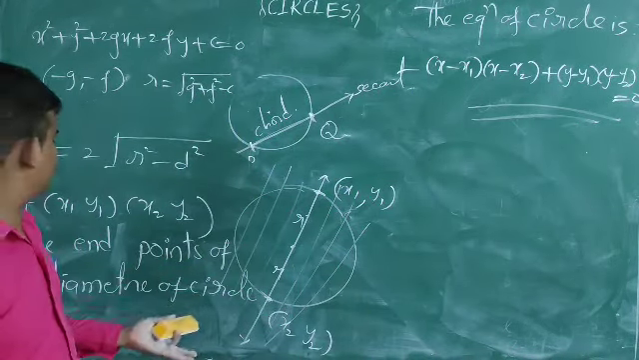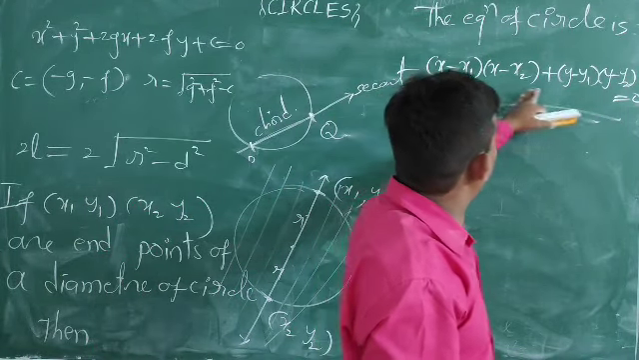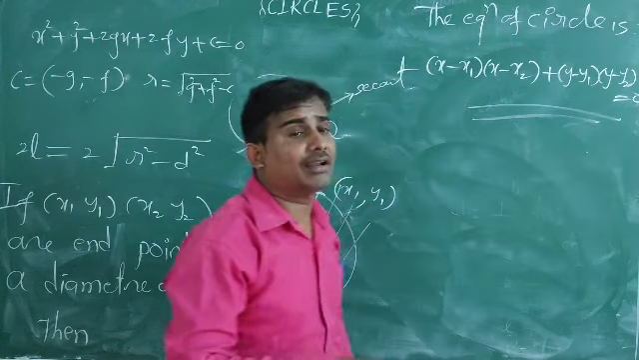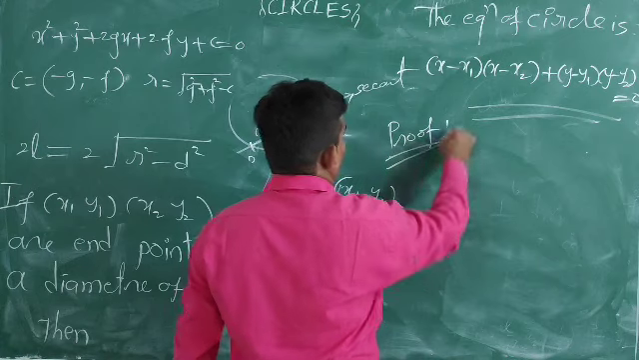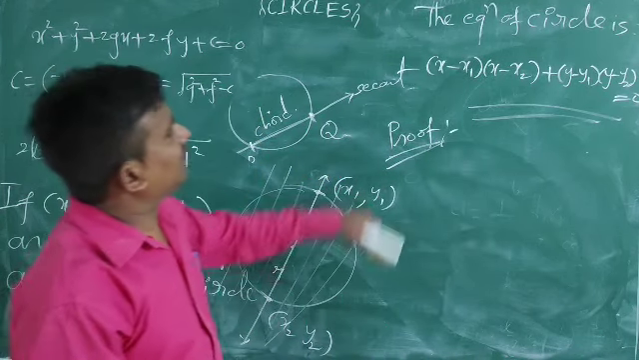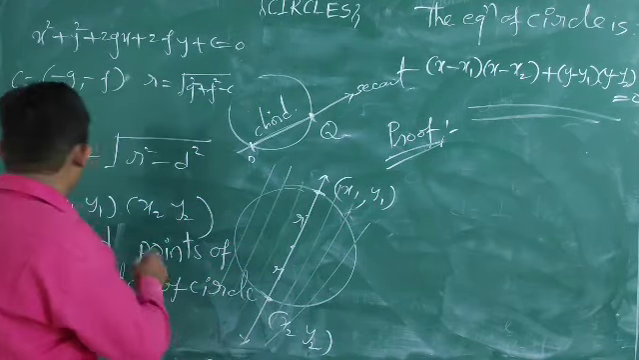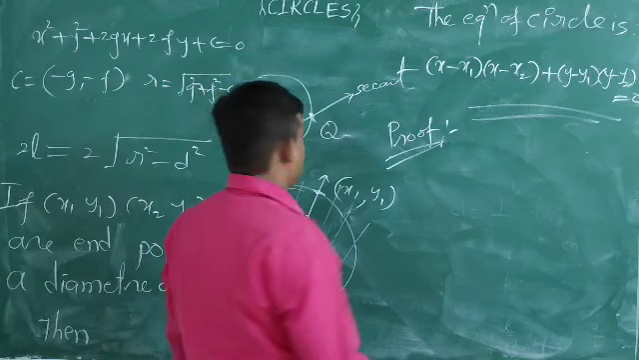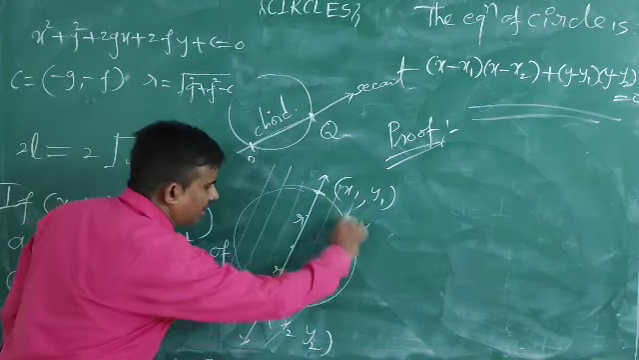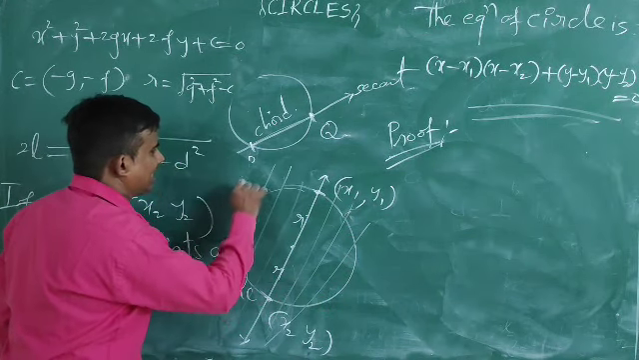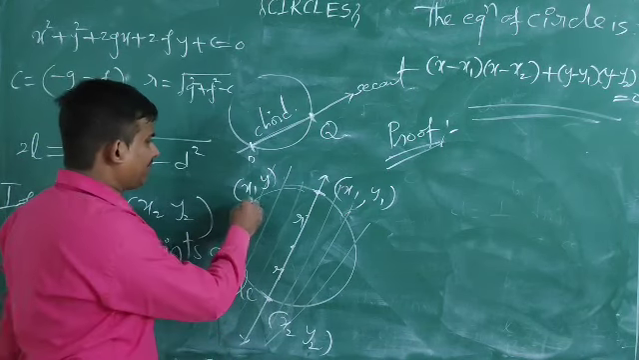How can you know the equation (x minus x1)(x minus x2) plus (y minus y1)(y minus y2) equal to 0 is the circle? Just wait, I will prove it. Proof: how is this the equation of the circle when we know the endpoints of the diameter? First of all, we don't know the other points. Let me consider all the remaining points except these two points as x comma y, just a variable point.